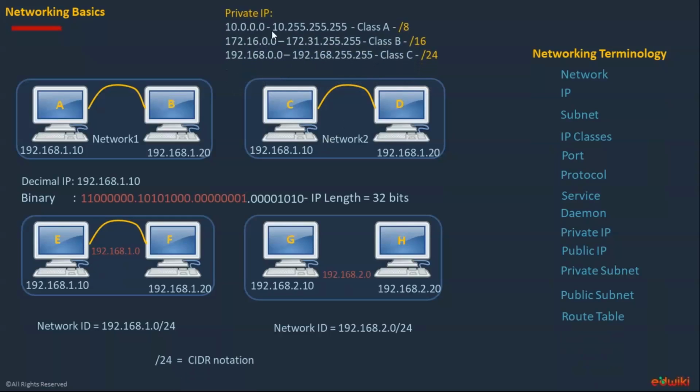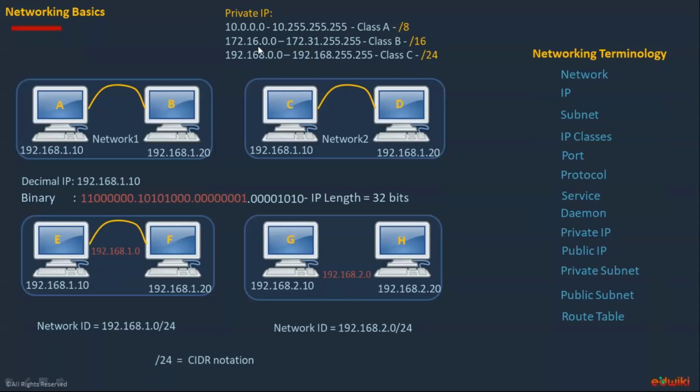You see here the private IP address. Forget about private IP, just look into the IPs, guys. If you are planning to take a /24 CIDR block IP address, you always take the IP in between the range of 192.168.0.0 to 192.168.255.255. So if you take any IP between this range, you ensure that it is actually in the /24 CIDR range.